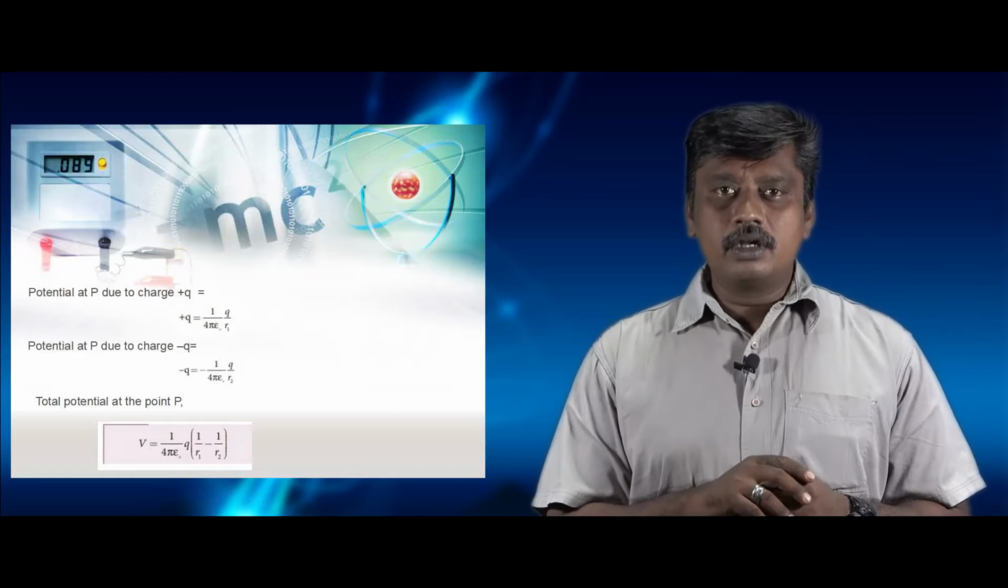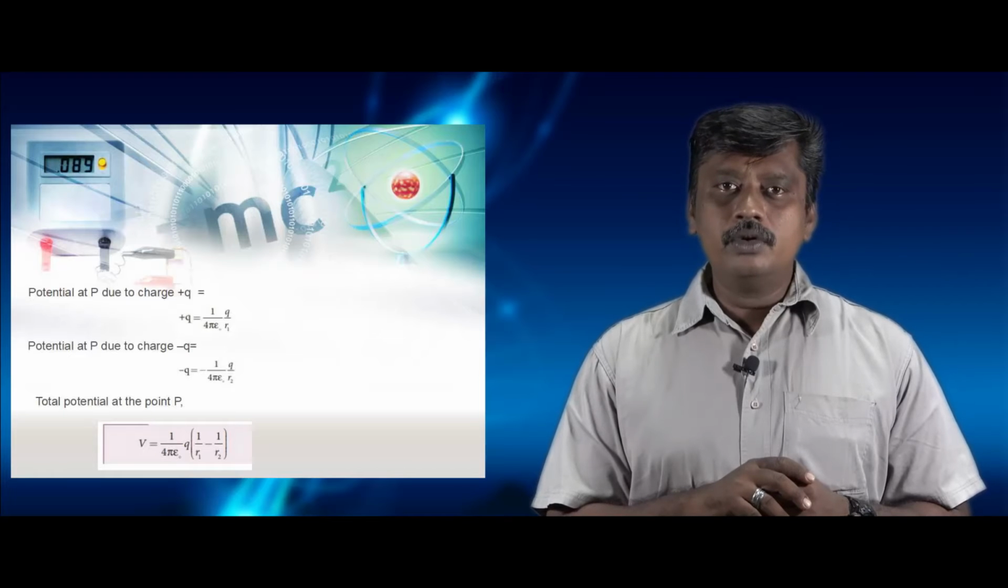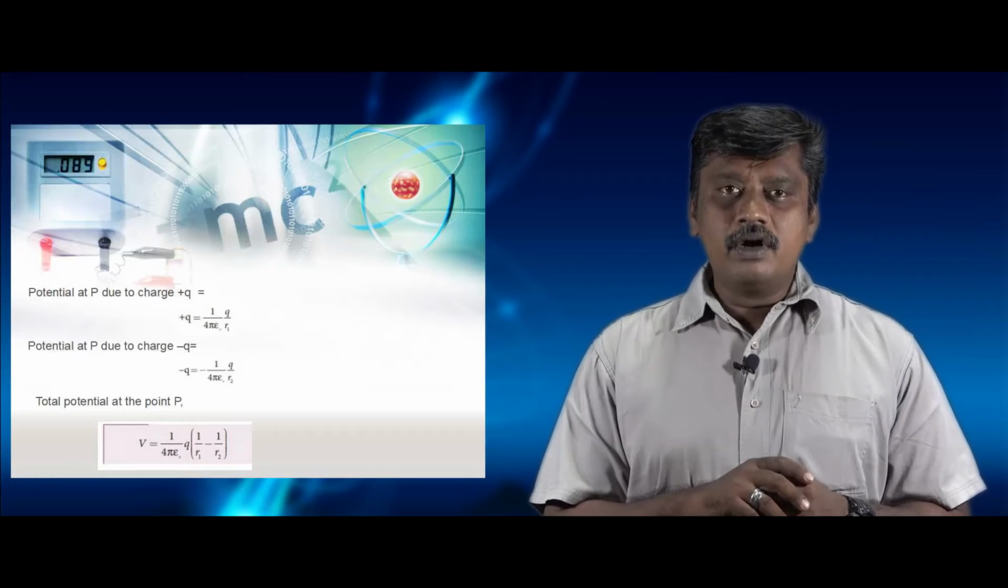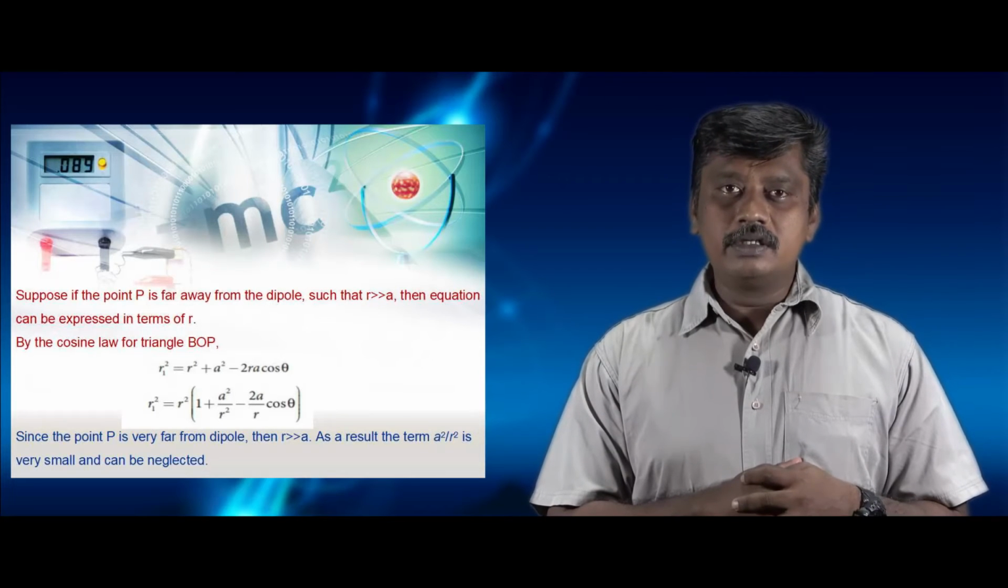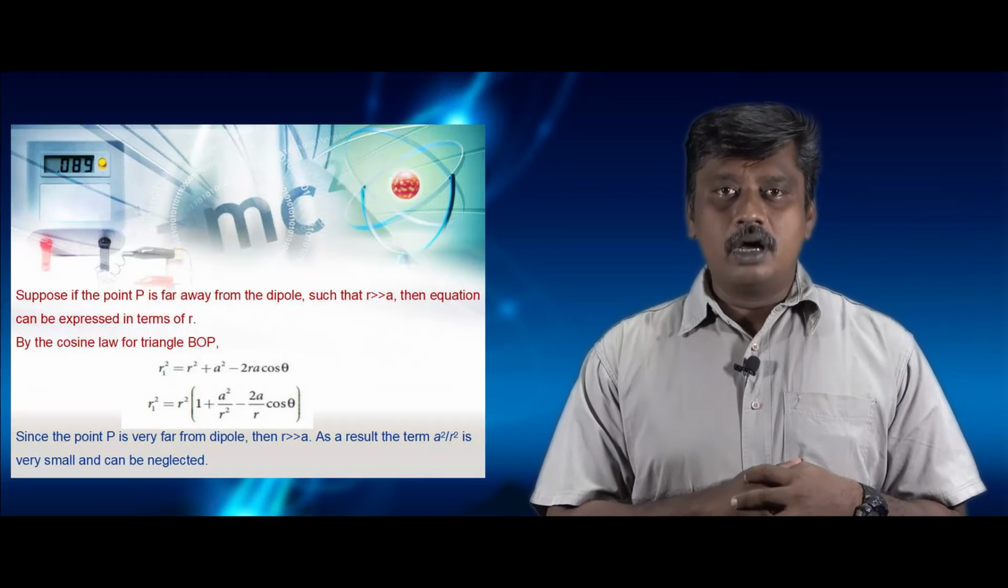Then we can find the total potential at P. The total potential at P is V. V is equal to V1 plus V2. Therefore, V is equal to 1 by 4 pi epsilon naught q into 1 by R1 minus 1 by R2. So this is the total potential at P due to the entire dipole. Then we want to find 1 by R1 and 1 by R2 and substitute in the expression to get the net result V. The distance of the plus q and the point P is R1 and the distance of the minus q and P is R2.